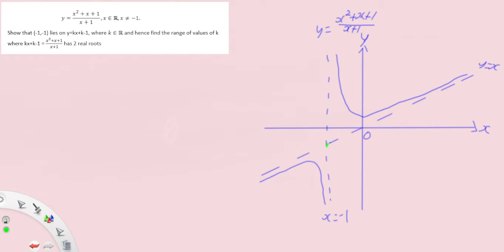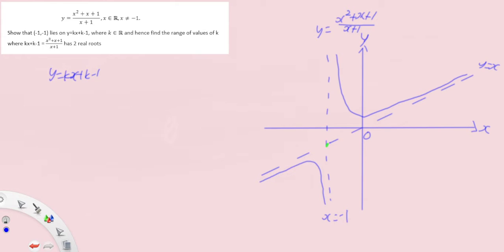But what's so significant about this point is that it lies in between the top and the bottom curve, and that will actually influence our way of solving this question. Now first, range of values of k is what we need to find. Ask yourself, what is the significance of the value k? We have the equation y equals kx plus k minus 1.